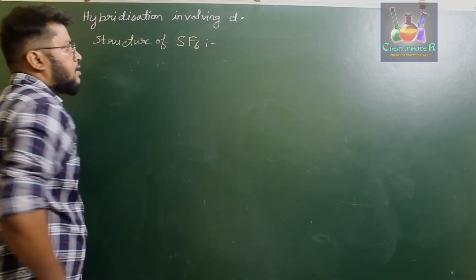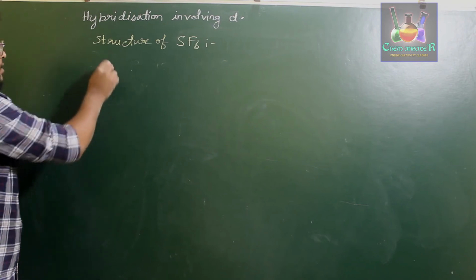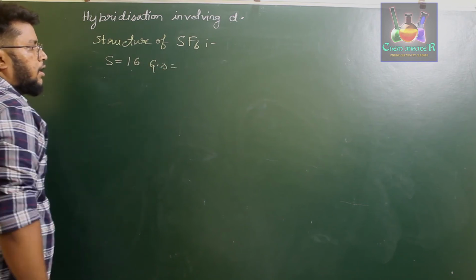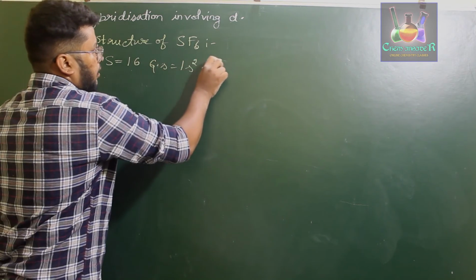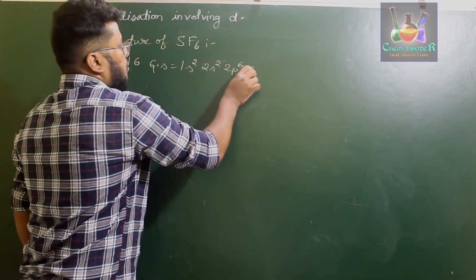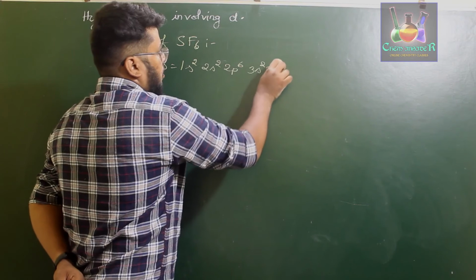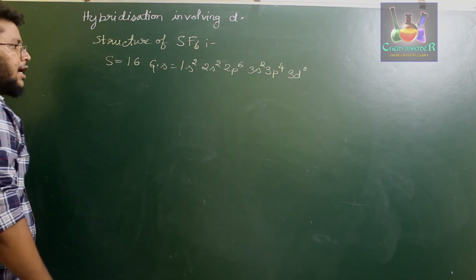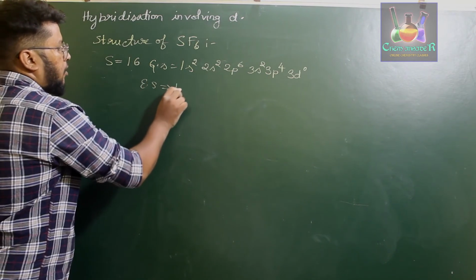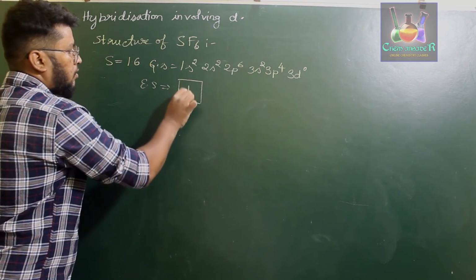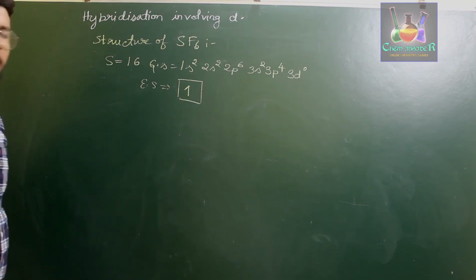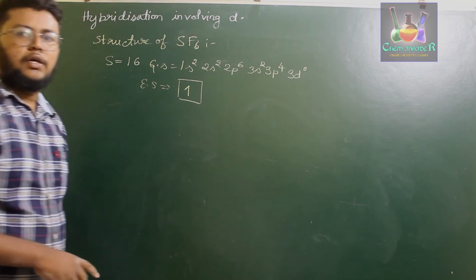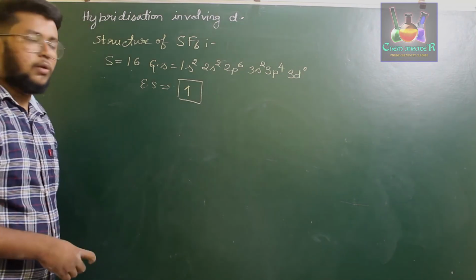SF6. So, the sulfur hexafluoride compound has sulfur with atomic number 16. So, if we write the ground state electronic configuration for this, it will be 1s2, 2s2, 2p6, 3s2, 3p4, 3d0. Now in the excited state, one of the electrons of the s orbital and one of the paired electrons from the p orbital jumps to the empty d orbitals.